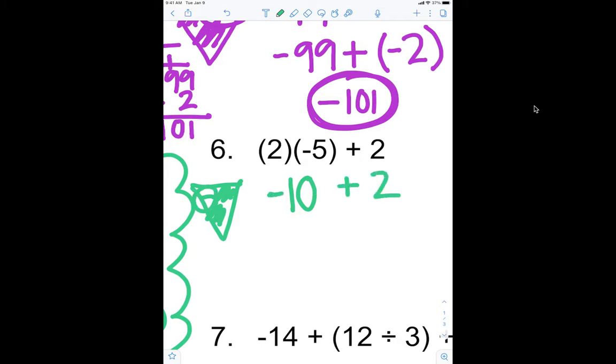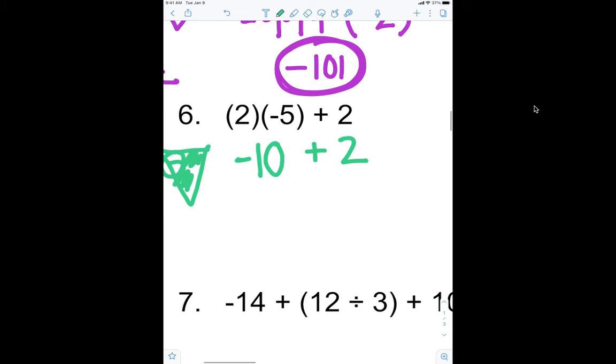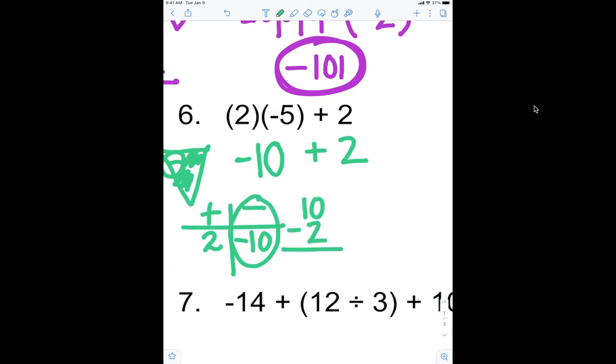And then +2. Okay, we're adding, so I'm going to do team positive versus team negative. Well, I've got -10 goes on team negative. +2 goes on team positive. And then I say, okay, well, team negative obviously wins. They got 10 points. So I take my winning team, subtract my losing team. 10 minus 2 is 8. And because it's on the team negative, I put the negative sign. So this is equal to -8.